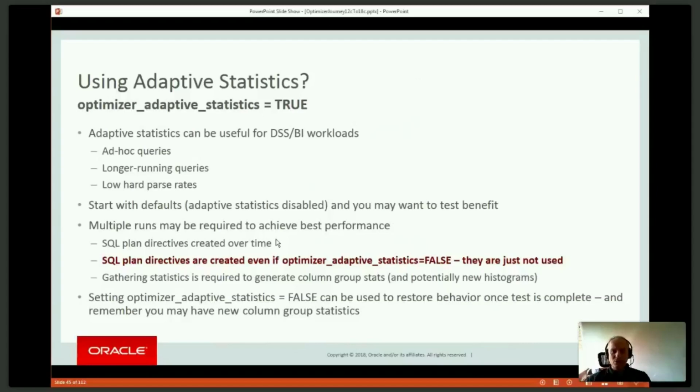Bear that in mind. Also remember that you'll need to gather statistics if you want to take benefit from additional histograms and column group statistics. If you need to restore behavior once the test is complete, for example, you can turn optimizer adaptive statistics back to false, of course. If you need to, you can also remove column group statistics you might have created as well.